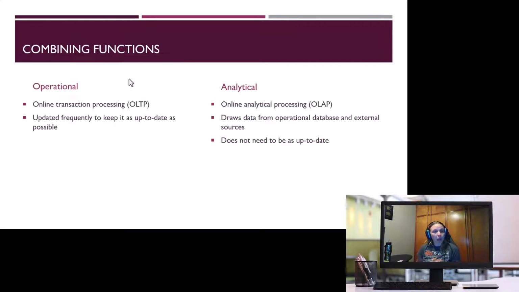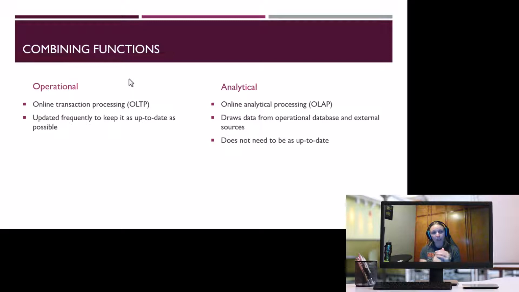So you can also combine operational and analytical functions. So you can use online transaction processing. So any purchases that you make online, that's going through a CRM sort of process. And it's a really good idea to keep these updated frequently, to keep them up to date, and also make sure if you end up with duplicate accounts that those either get taken care of or merged in some sort of way.